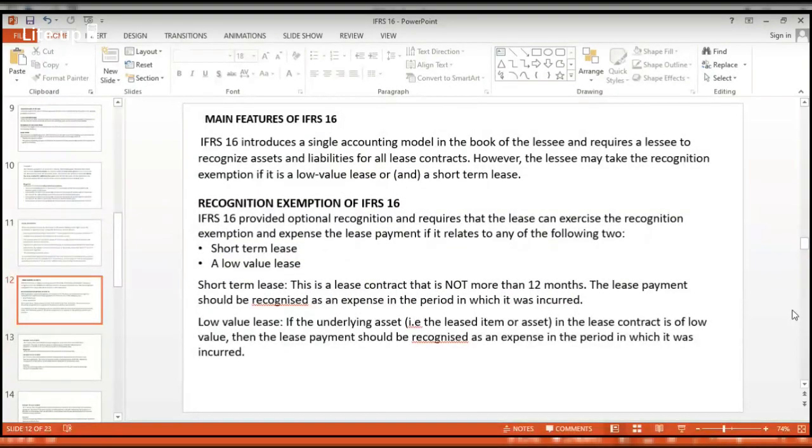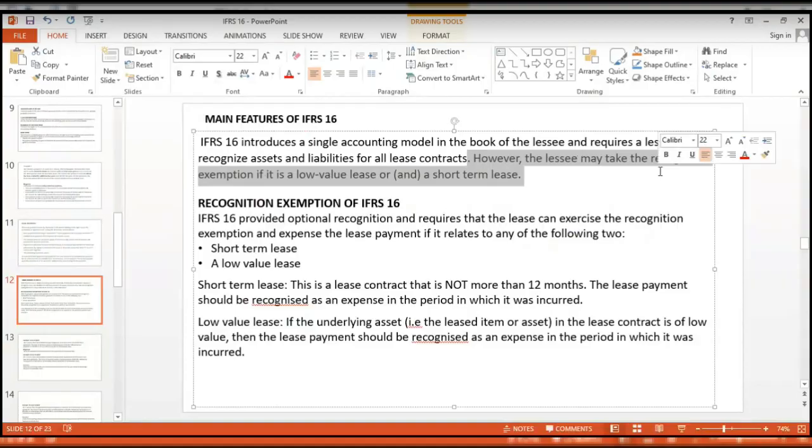Now, let's see. Low-valued lease. What we are trying to explain here is the purpose of this standard, which is to see how the lessee will keep the accounts in his own book in relation to the lease arrangement. IFRS 16 says that he must recognize the right of use asset, because he has the right to use the asset. So the asset should be treated in his statement of financial position, that is balance sheet. Second, he has a liability to pay some money over the life of the lease. He must recognize the liability at the same time. But they now said, however, the lessee may take the recognition exemption if it is a low value lease.